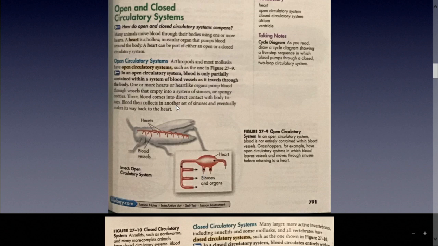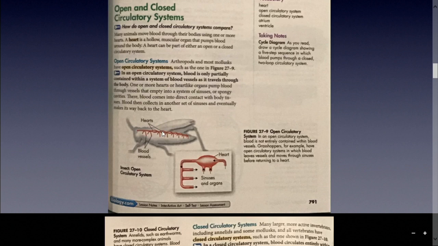Like the book says here, basically the blood is going to empty into either a system of sinuses or spongy cavities, right? So the cavity could be like a sponge, so it absorbs all the blood pretty easily, but then the blood will leave that area too. But the point here, the most important sentence, is: blood comes into direct contact with body tissues. So it's literally like the organs are being soaked in blood, and that's not how it works in our body, believe it or not.